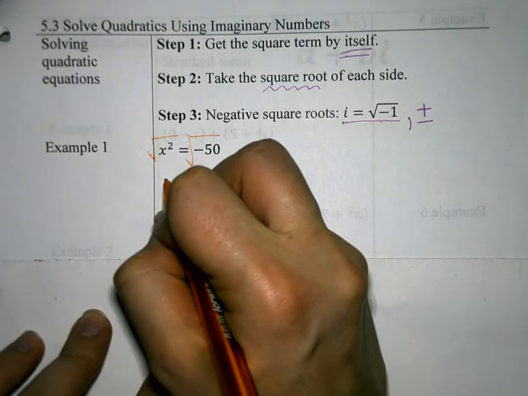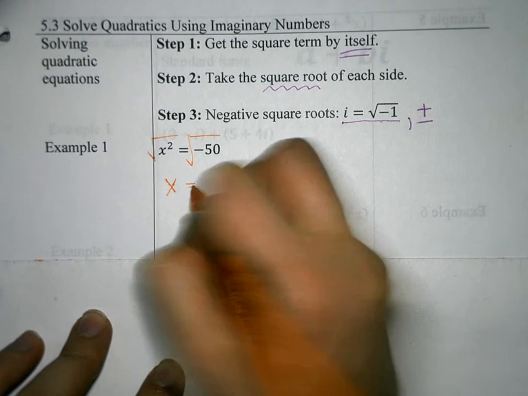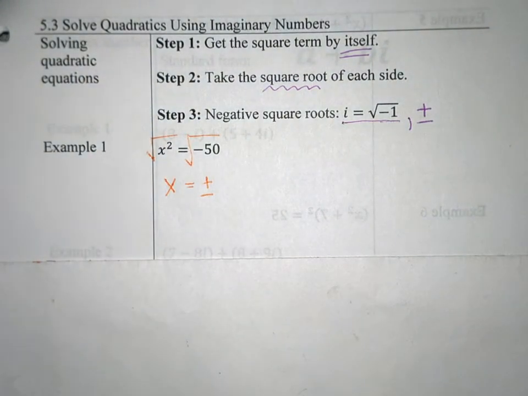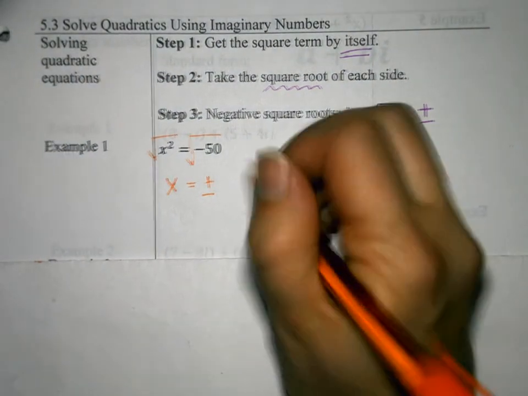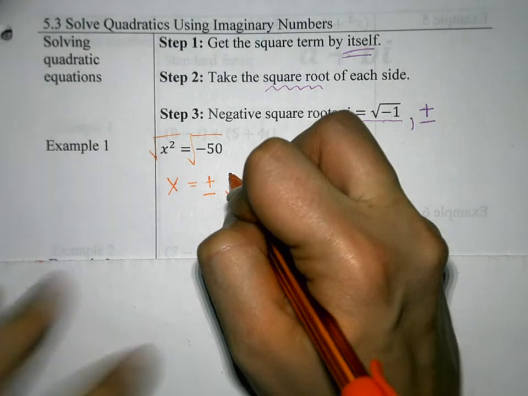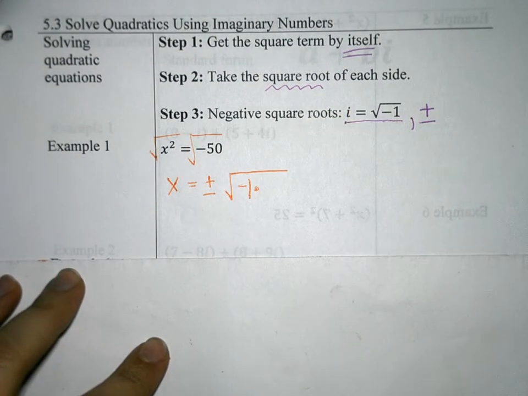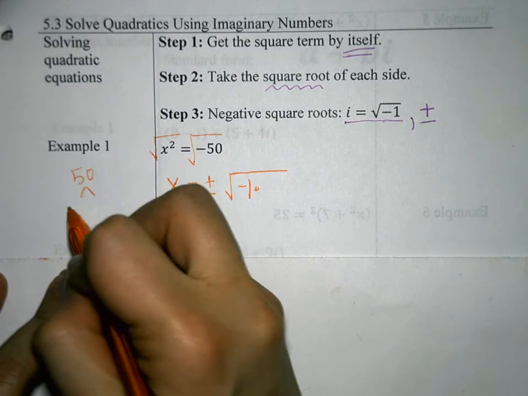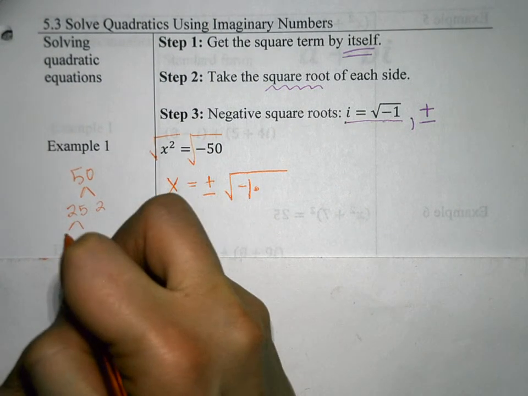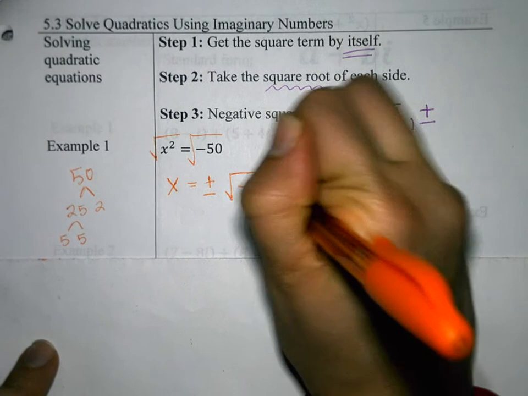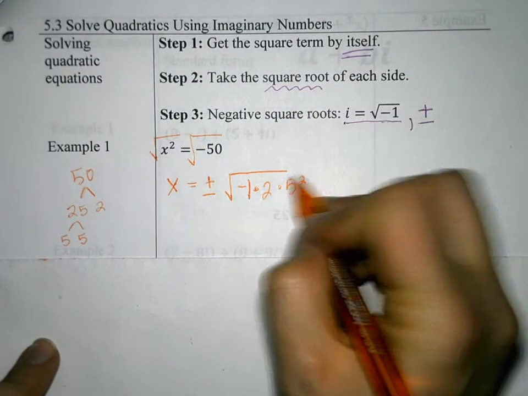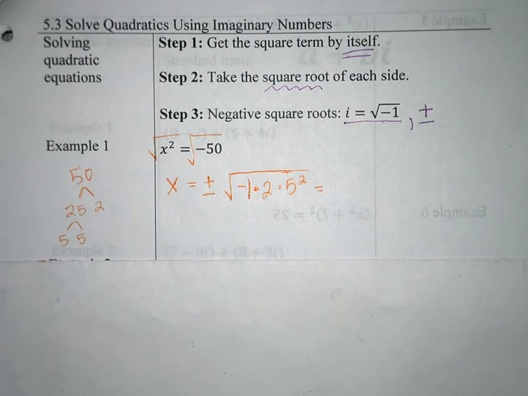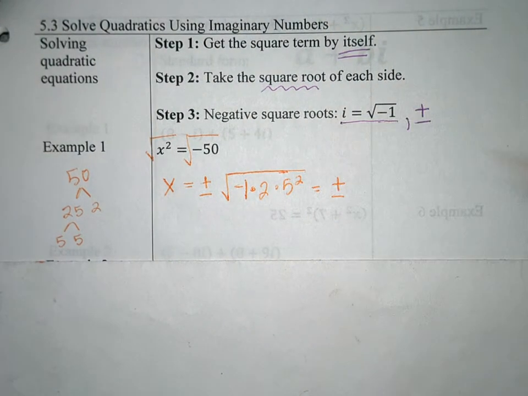The square root of x squared gives me x equals, always put plus or minus first, and then inside we have -1 times, and then 50 breaks down to 25 and 2, and 5 and 5. So that's 2 times 5 squared. And there's a couple things we can take the square root of. So my answer is going to be plus or minus.